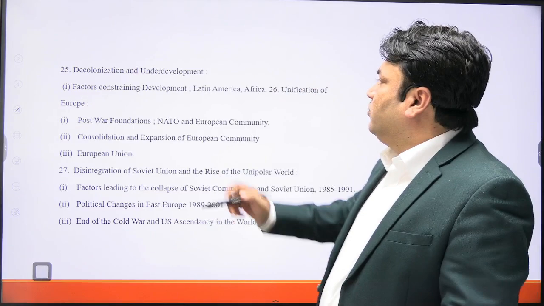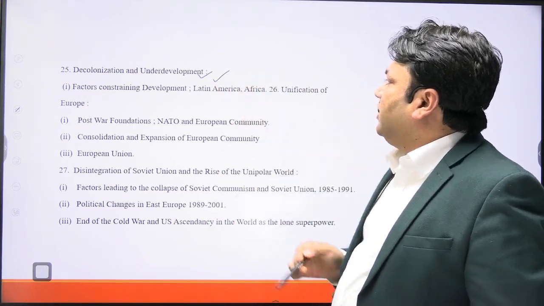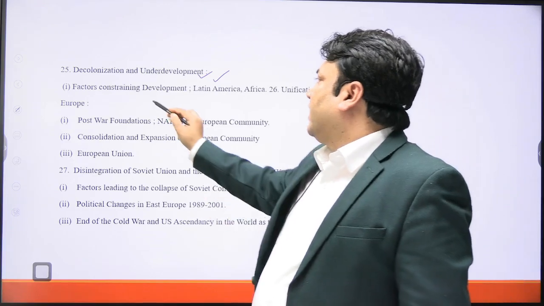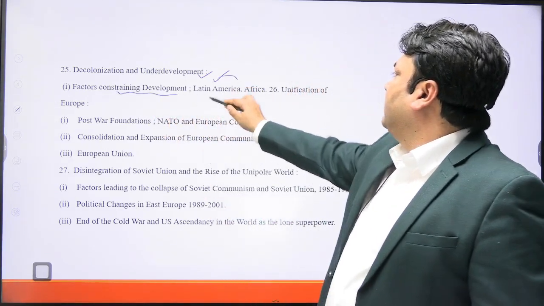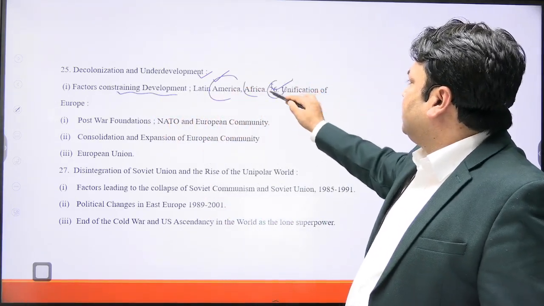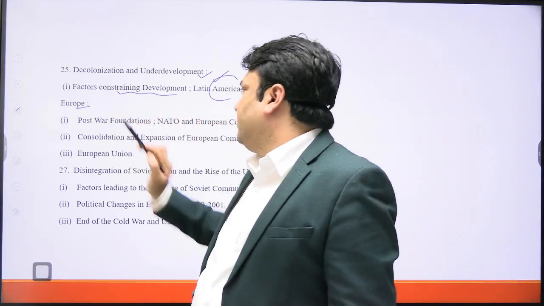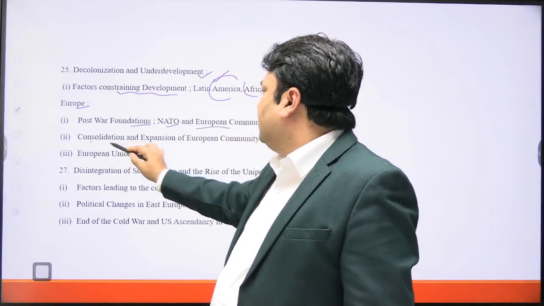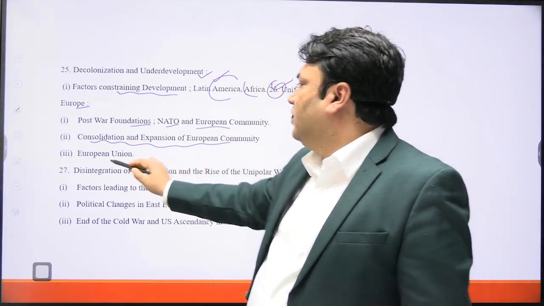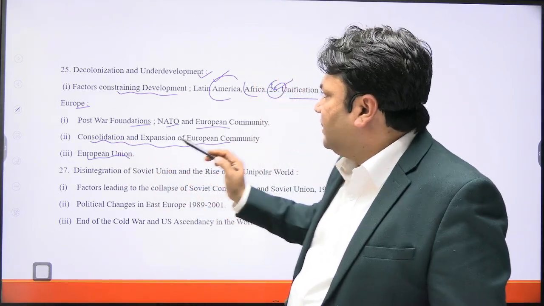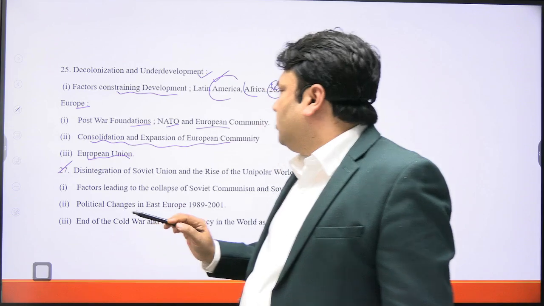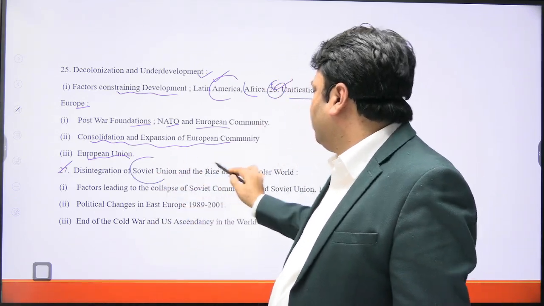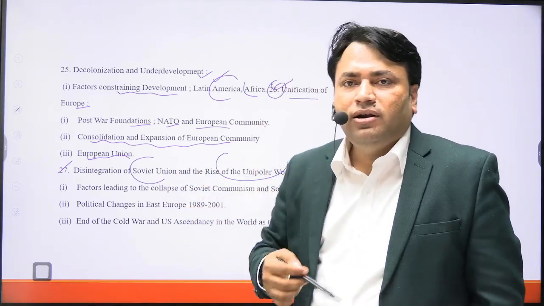You need to study about decolonization and underdevelopment, factors constraining development, Latin America, Africa. Topic number 26 is unification of Europe: post war foundation, NATO and European community, consolidation and expansion of the European community, European Union. The next, the 27th and last topic, is disintegration of the Soviet Union and the rise of a unipolar world.